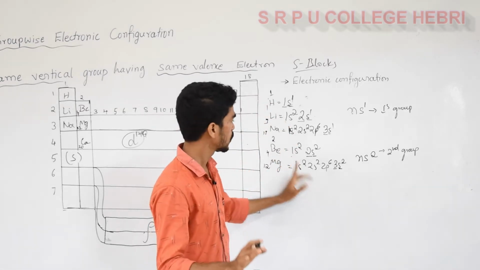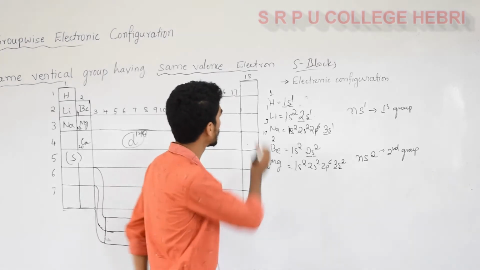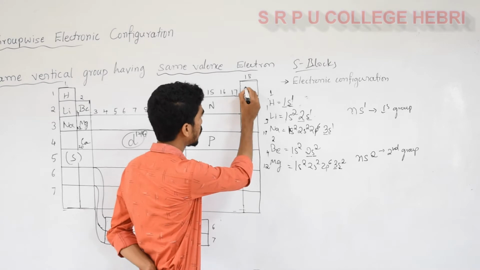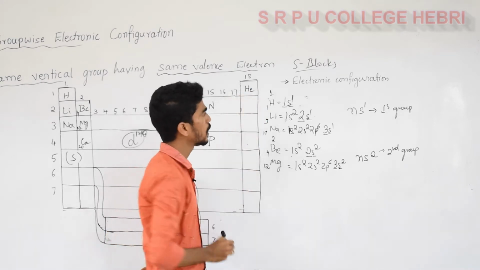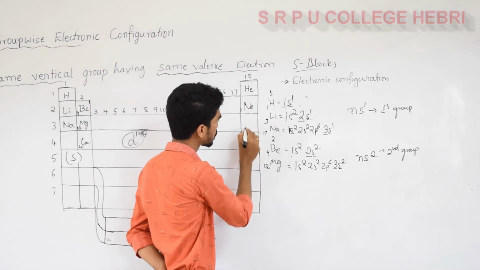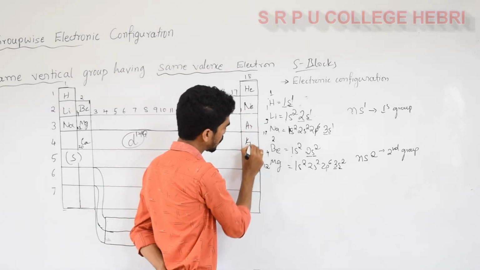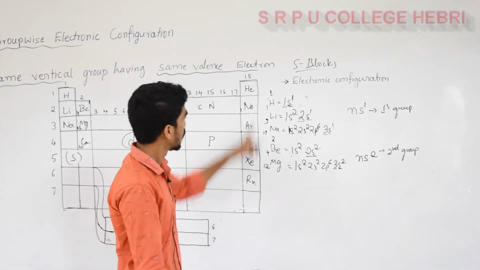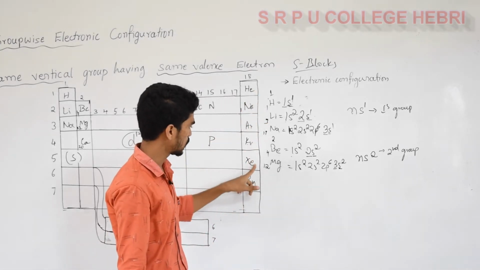Before that you should know one concept, that is the 18th group elements. You should know about the 18th group elements. Here I will take helium, present in the 18th group. After helium, neon, argon, krypton, xenon, radon. Helium, neon, argon, krypton, xenon and radon.